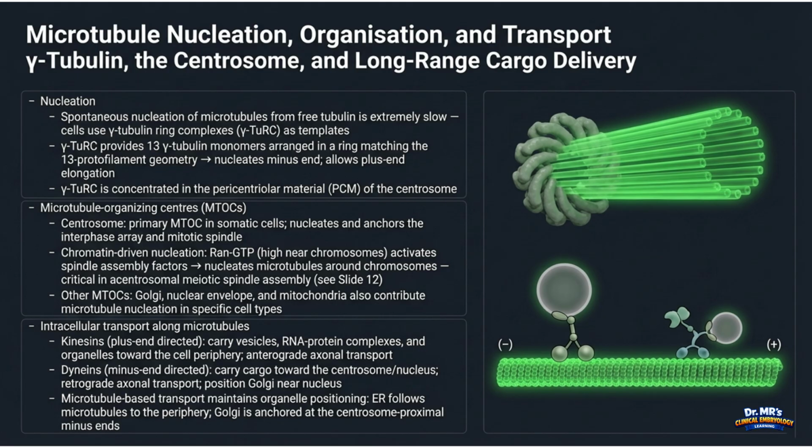A brilliant clinical example of this highway in action is in the blastocyst. Yes, the expansion of the blastocoel. Trophectoderm cells have to pump massive amounts of water into the center of the embryo to expand that cavity. To do this, they need aquaporin water channels inserted into their apical membranes.